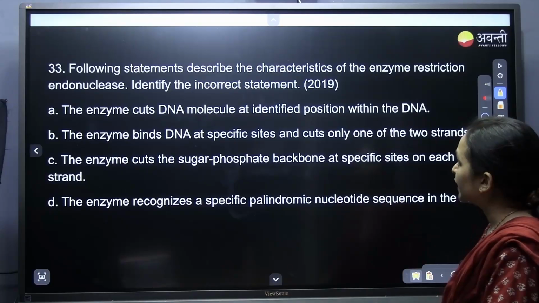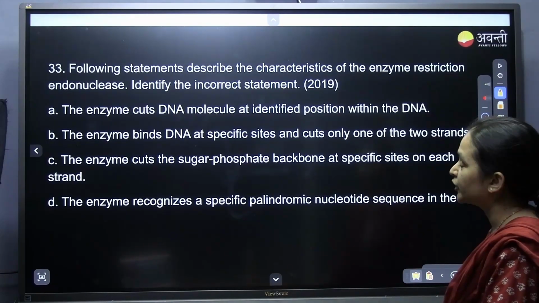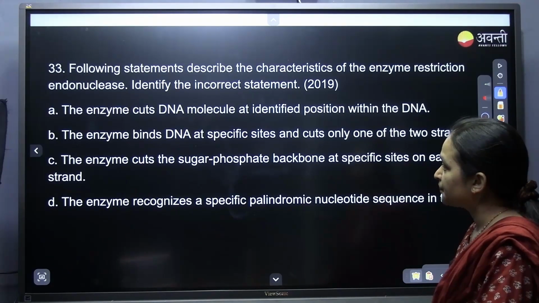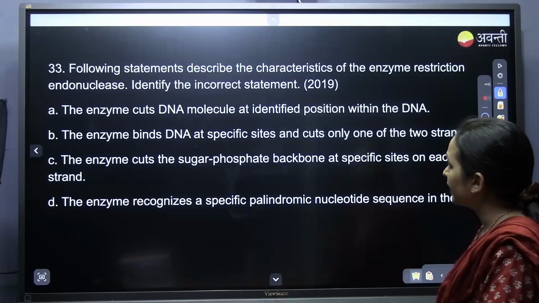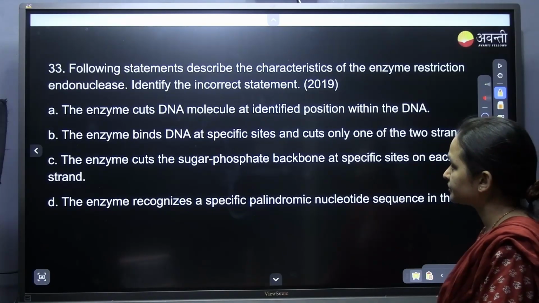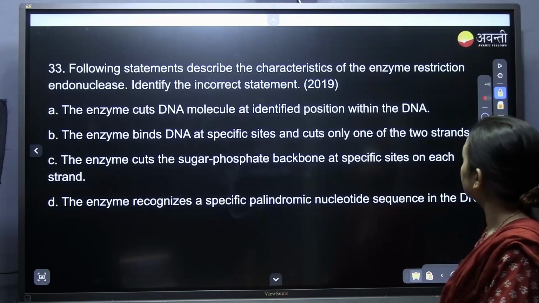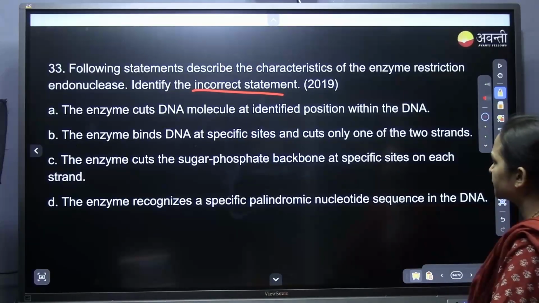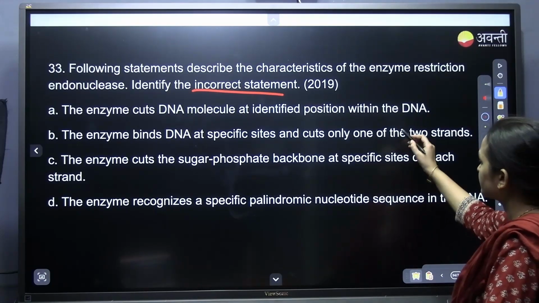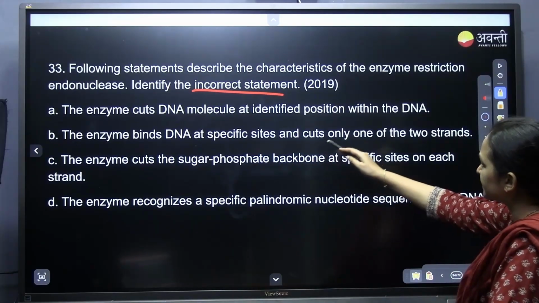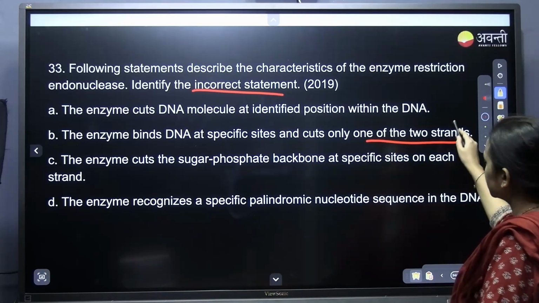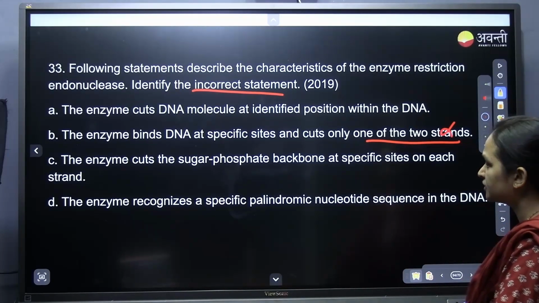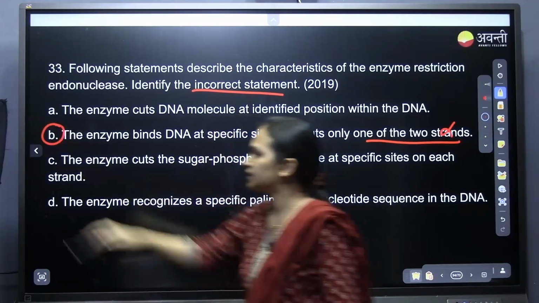Which of the following statements describe the characteristics of the enzyme restriction endonuclease? Identify the incorrect statement. The enzyme cuts DNA at identified positions within the DNA. Which one is the incorrect one? The enzyme binds the DNA at specific sites and cuts only one of the 2 strands. This is wrong. It cuts both the strands. Yes, B is the incorrect statement.